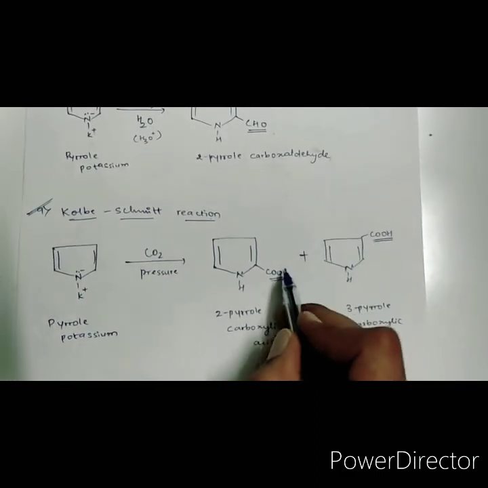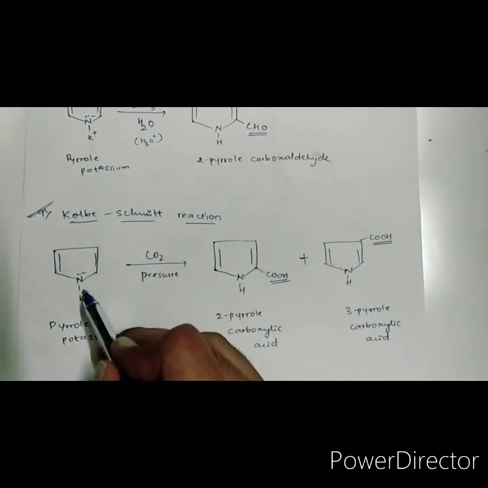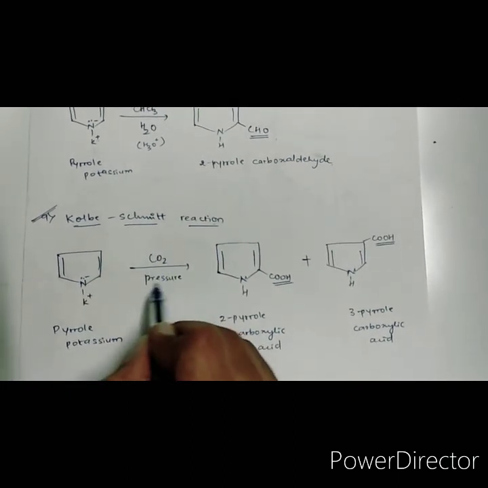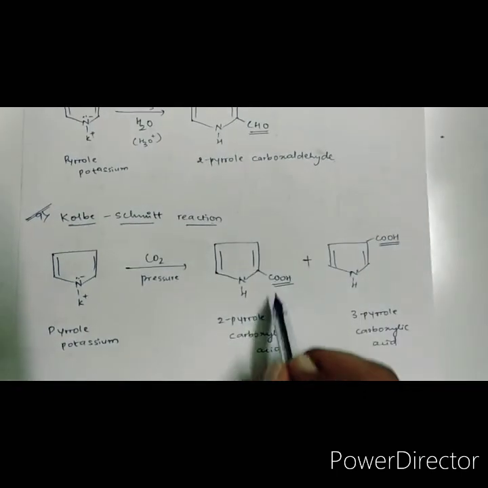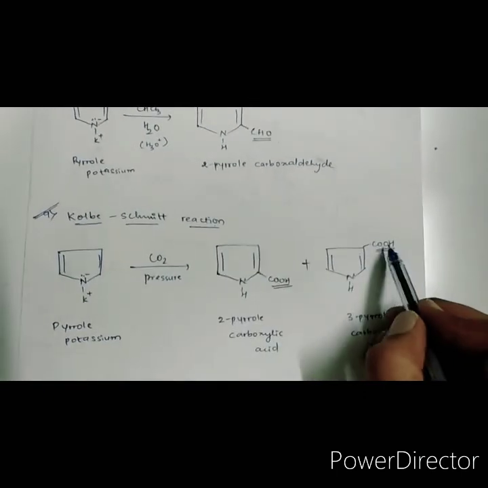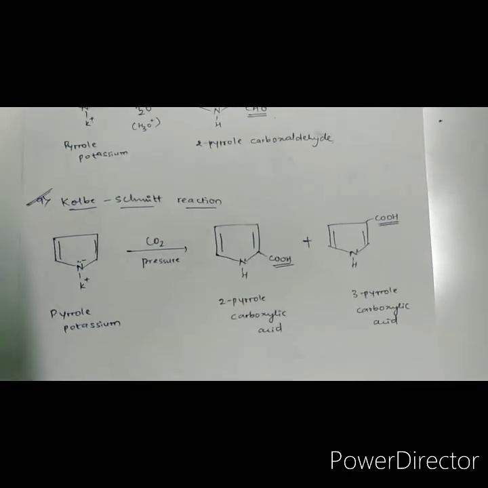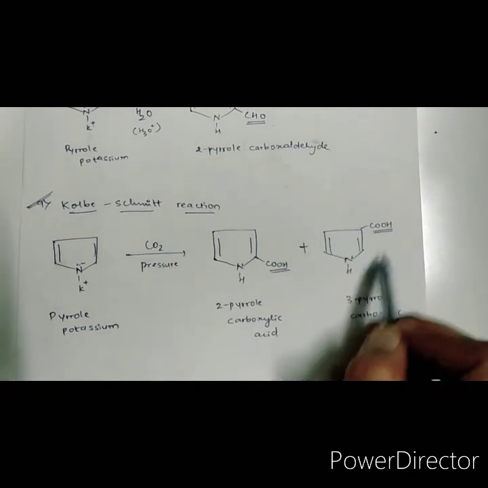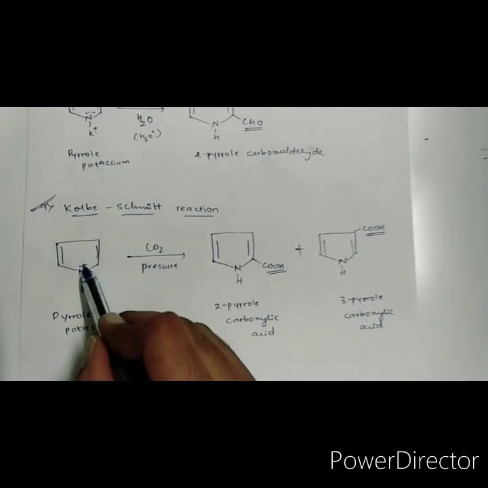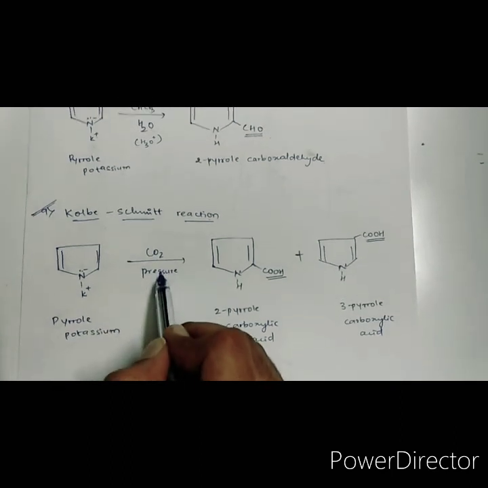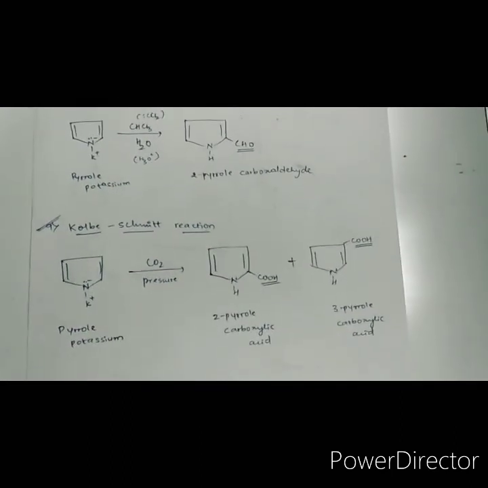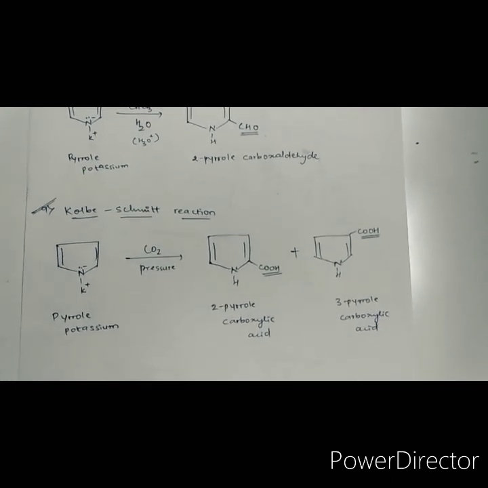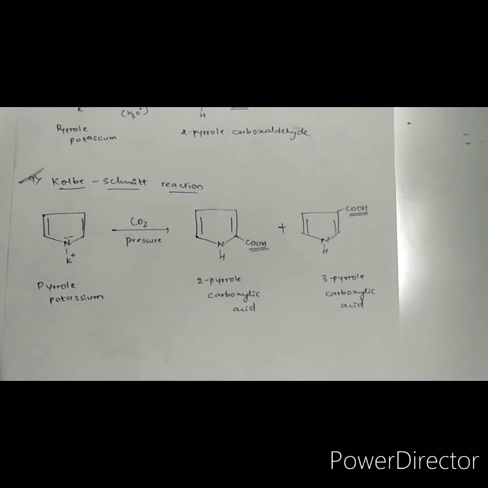You can see a carboxylic substituted pyrrole wherein potassium salt of pyrrole is treated with carbon dioxide under pressure, resulting in the formation of either 2-pyrrole carboxylic acid or 3-pyrrole carboxylic acid. So there is a mixture that is generated, that is, it contains 2-pyrrole as well as 3-pyrrole carboxylic acid when potassium salt of pyrrole is treated with carbon dioxide under pressure. So these are different chemical reactions that are performed by pyrrole. And the last reaction is reaction with maleic anhydride.